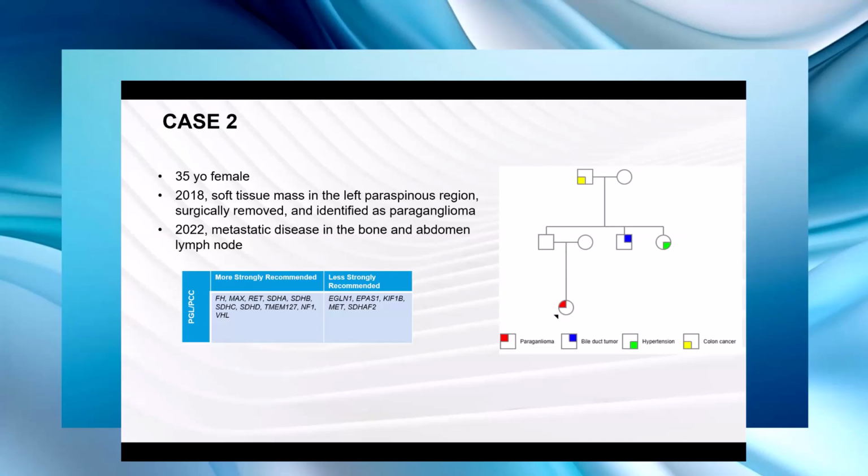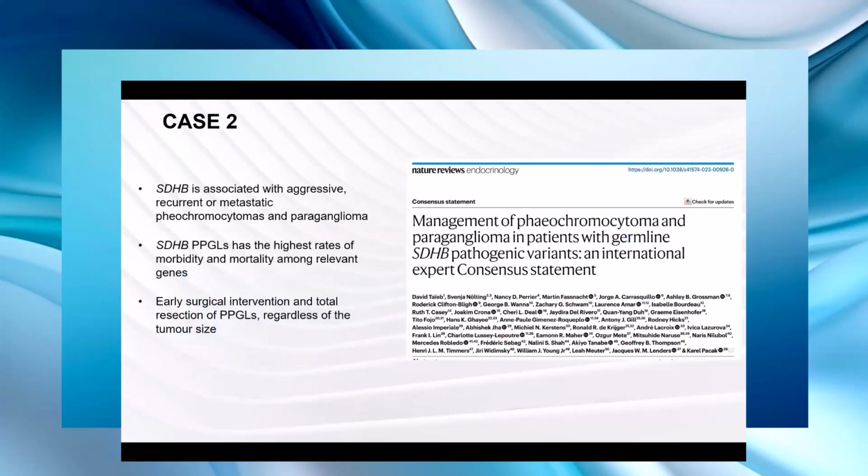So eventually this patient selected a hereditary paraganglioma and pheochromocytoma gene panel, which ultimately identified an SDHB likely pathogenic variant. And this is some more information on SDHB. At the end of last year, an international expert consensus statement was published regarding the management of pheochromocytoma and paraganglioma in patients with germline SDHB pathogenic variants.